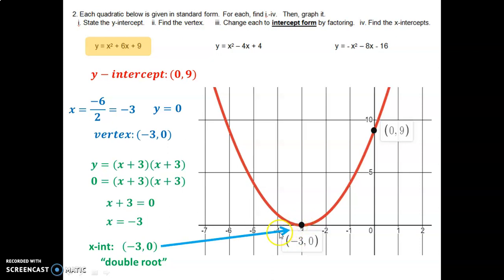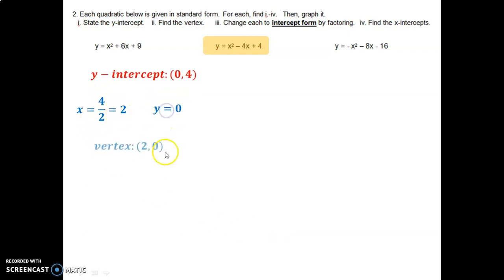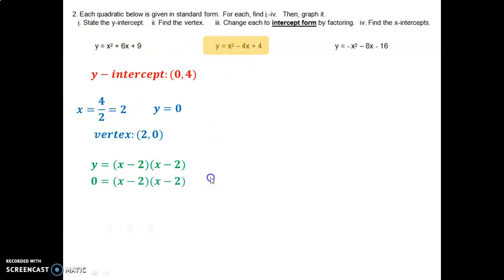Let's try with the next one. So try this one. Okay, y-intercept is 0, 4. Using -b over 2a, we get 2, 0 as our vertex. Again, we got 2, 0. Now, factors into this. Again, we see this common repeating factor. That means it's a perfect square, and it is. Solve it. We get x equals 2, and that means our x-intercept is 2, 0.